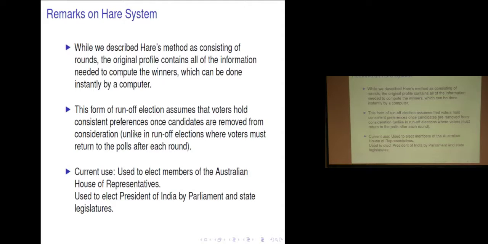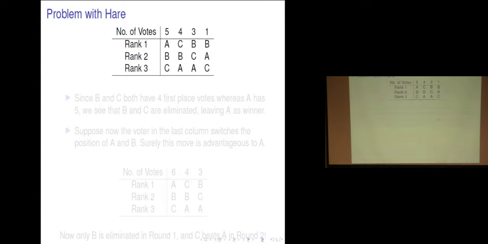Now practically, some people use it: the Australian House of Representatives, and India, and somewhere it is used to elect president and parliament. So it was used in real life.